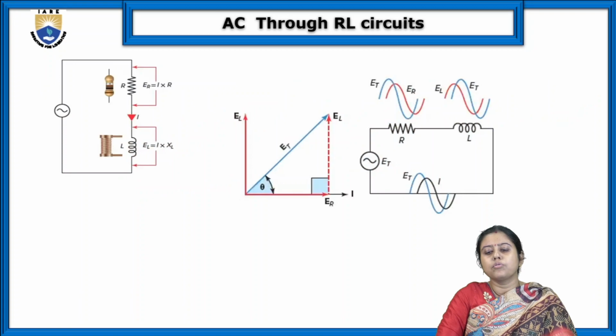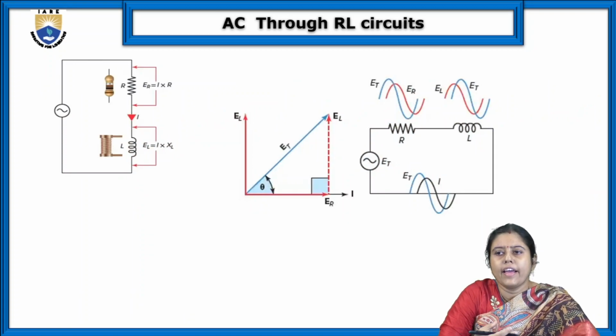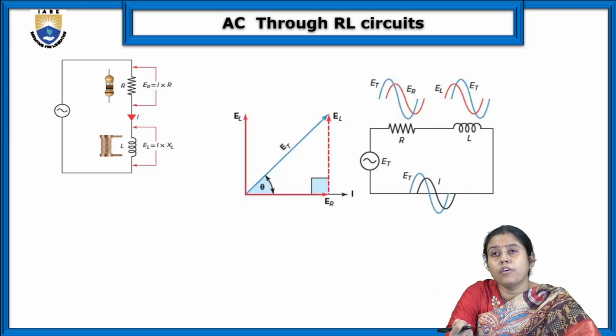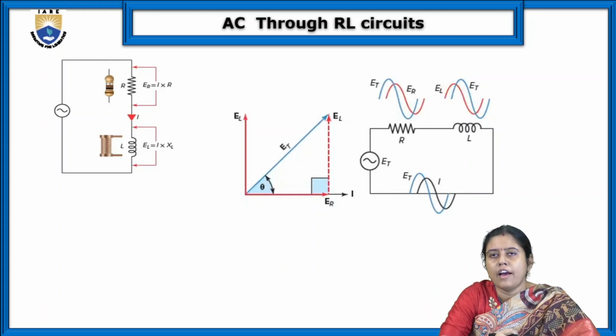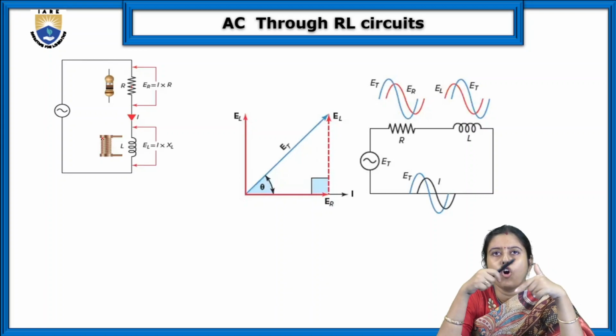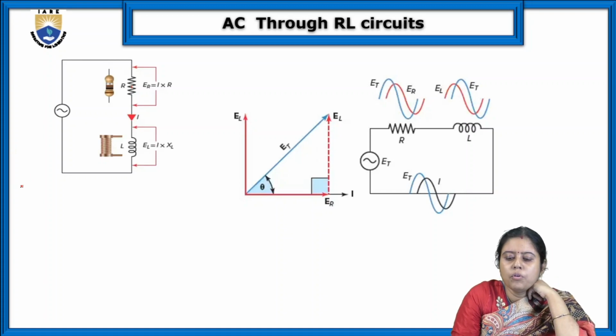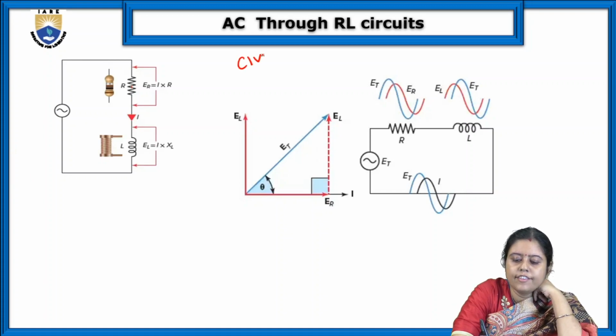Next, we are moving to the AC through an RL circuit. So, just like the capacitance, a purely inductive circuit is also not available. Whatever is available is R and L. L means inductor, means some coil. So here also you can see, as we again go for the CIVIL rule, that voltage is leading and current is lagging.